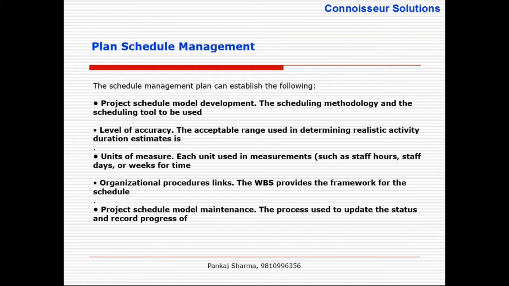See, level of accuracy means accuracy level of your estimates. Now, PMI talks about two levels of accuracies. One is order of magnitude, another is definitive estimates. Order of magnitude means when the requirements are known at very high level. For example, during initiation, when you are creating a charter, whatever estimates you have done based on high level requirements might vary from minus 25% to plus 75%.